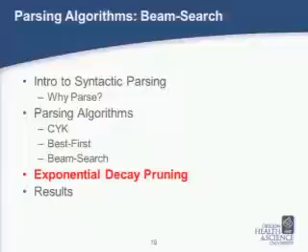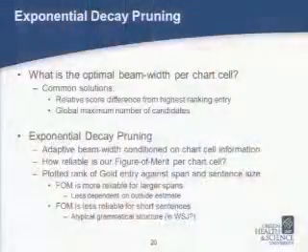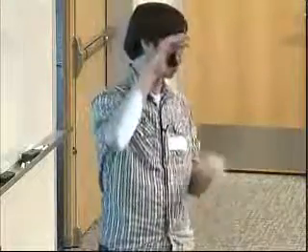So that leads into exponential decay pruning. When you're doing a beam search, kind of the natural question to ask is, what is the optimal beam width? So when you're in a cell and you have a ranked list of entries, how many of those entries should we actually put into the chart? Common solutions are a relative score from the highest ranking entry. So if you have maybe 2 really good entries and the rest are really bad, you'll only retain the top 2 because there's such a probability difference there. Also, there's a global maximum.